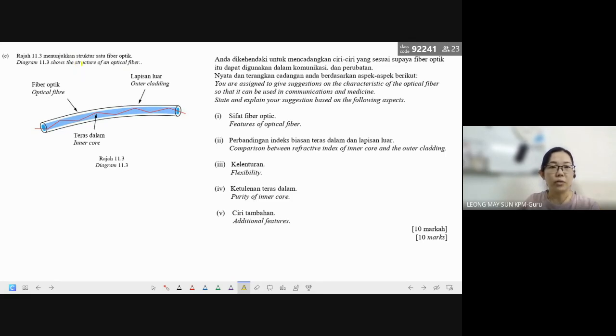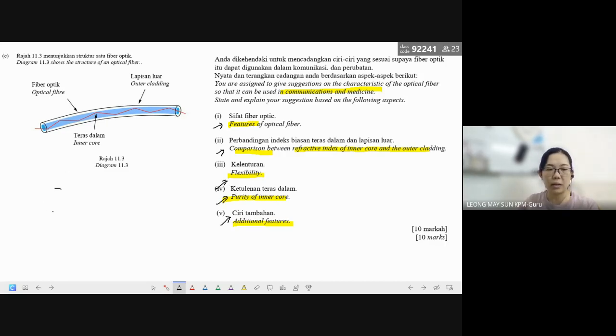So, the structure of the optical fiber, right? You are assigned to give suggestions on the characteristics of the optical fiber so that it can be used in communication and medicine. State and explain your suggestion based on the following aspects: features, comparison of the refractive index of inner core and outer cladding, flexibility, impurity of the inner core, and additional features. For your information, this kind of question means that they did not give you options; they give you suggestions, points, characteristics that you need to explain yourself.